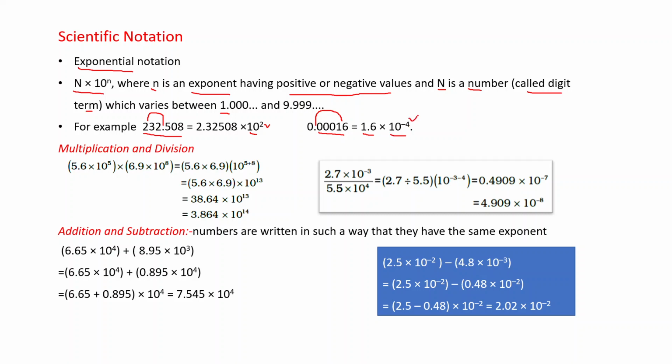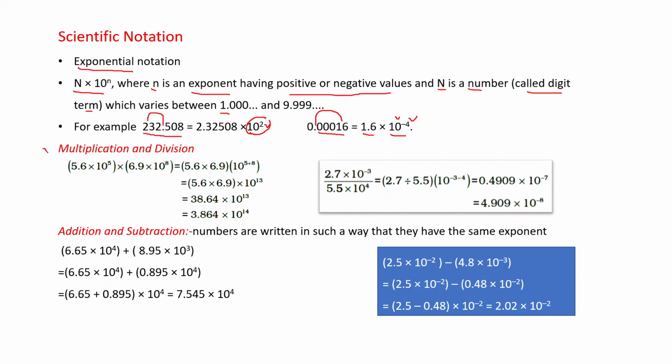One thing you have to remember: if the decimal point is shifted to the left-hand side, the power of 10 will increase by that many places. In the same way, if the decimal point is shifted to the right-hand side, then the power of 10 will decrease. Is it clear? Now, if any mathematical operation is there, how can we use this scientific notation?